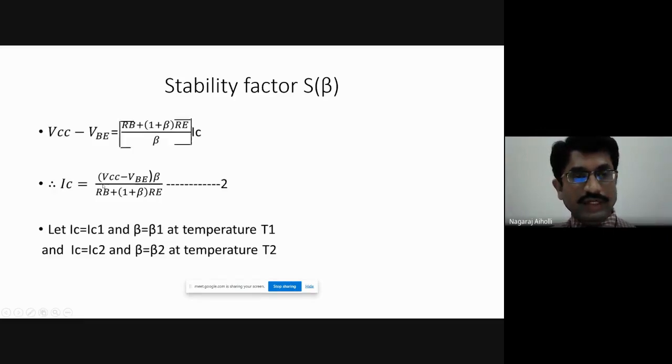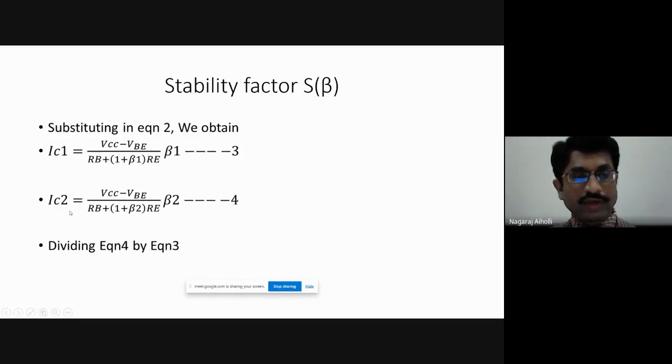Okay, so similarly get the equation for IC2. Wherever it is IC, substitute IC2, and wherever it is beta in the main equation, substitute beta2. So IC2 is equal to VCC minus VBE, this whole multiplied by, instead of beta, we have beta2, the whole divided by RB plus (1 plus beta2) into RE, right? So the equation we have got here: IC2 is equal to VCC minus VBE, the whole divided by RB plus (1 plus beta2) into RE, and in the numerator the whole multiplied by beta2.